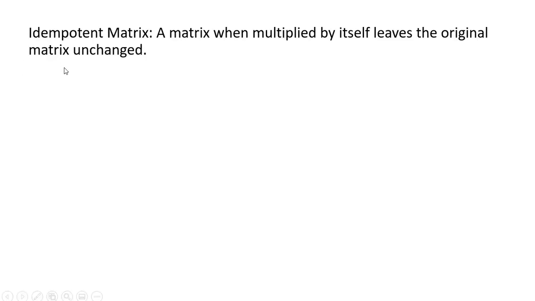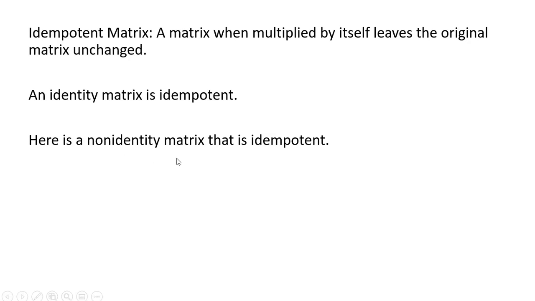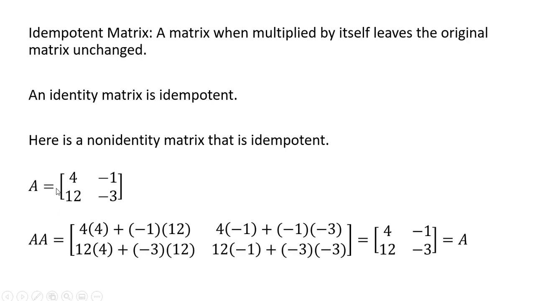An idempotent matrix is a matrix that, when multiplied by itself, leaves the original matrix unchanged. So an identity matrix is an example of an idempotent matrix. Here is a non-identity matrix that is idempotent. So if we were to multiply matrix A by itself, you would just get back matrix A. So an identity matrix is idempotent, but other matrices can also be idempotent as well.